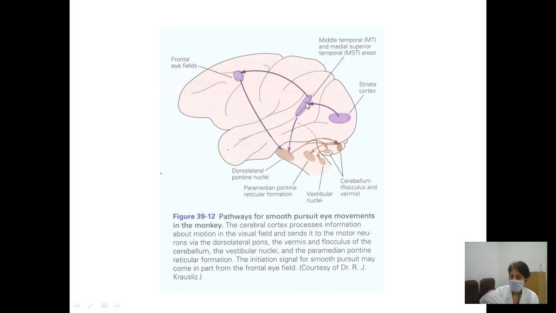Then the information is sent to the frontal eye field. Also, for calculating the velocity and the position of the object, you require information from the cerebellum, from the flocculonodular lobe and the inferior vermis, and from the vestibular nuclei. The pathway for the others is the same, that is the paramedian pontine reticular formation, to execute the horizontal, vertical, or oblique movements, okay.